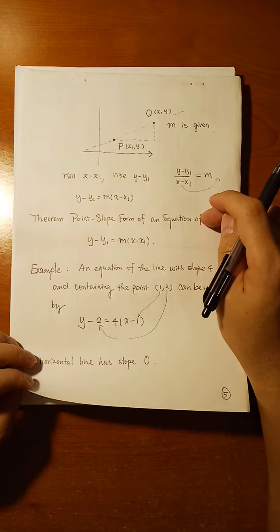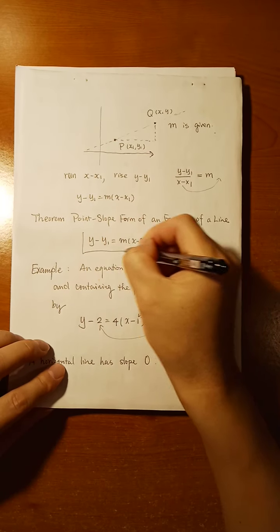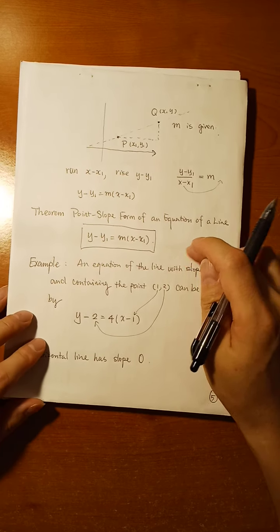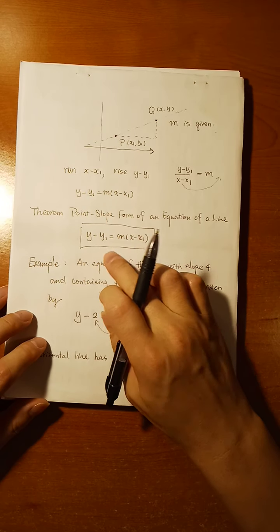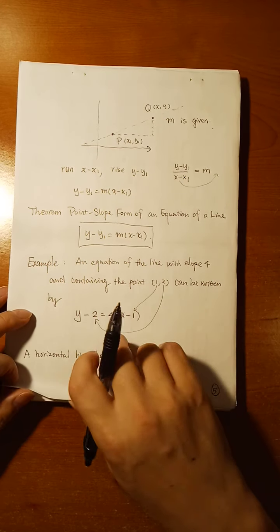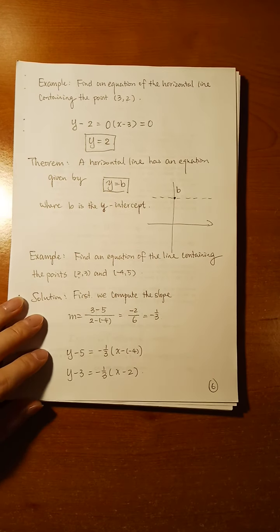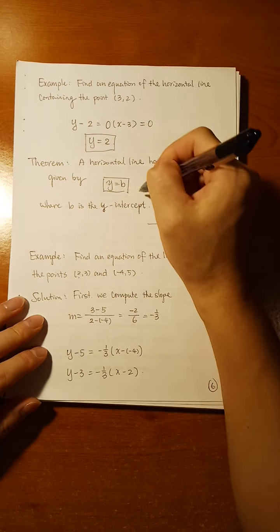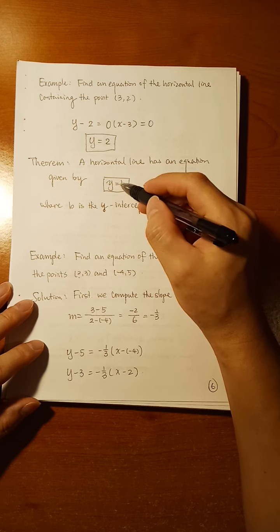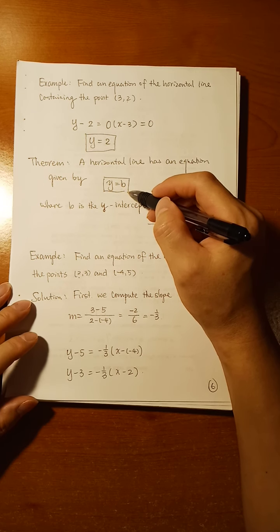And then we study the point slope form. This is one of the most important formulas in geometry. Point slope form: y minus y1 is equal to m times x minus x1. And you have examples. And from point slope form, we get the equation for the horizontal line. Horizontal line always has the form y equal to b.